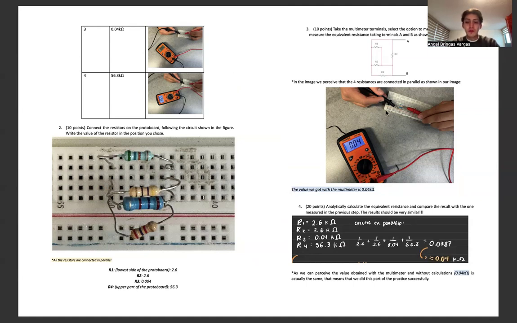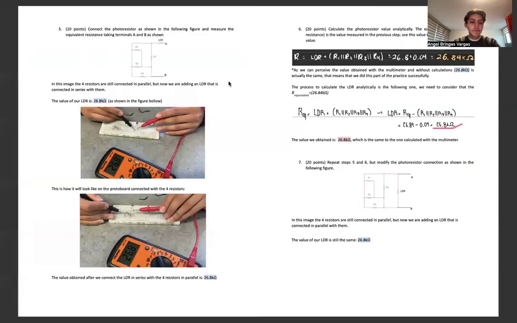Then on task 3, we needed to connect all these four resistances in parallel and measure it with the multimeter, and we got a value of 0.04 kilo ohms. We compared it with what we did analytically by hand, and we got actually the same result. This means that we did this part of the experiment correctly and that the multimeter and everything worked well.